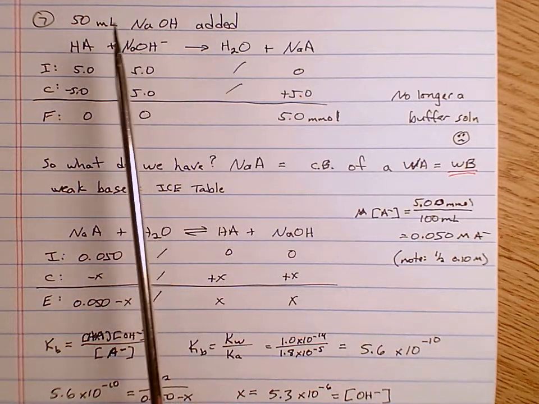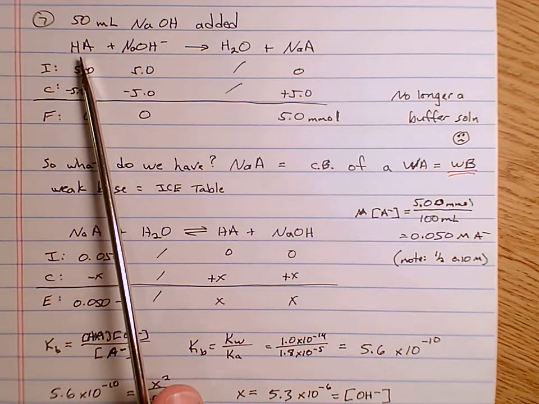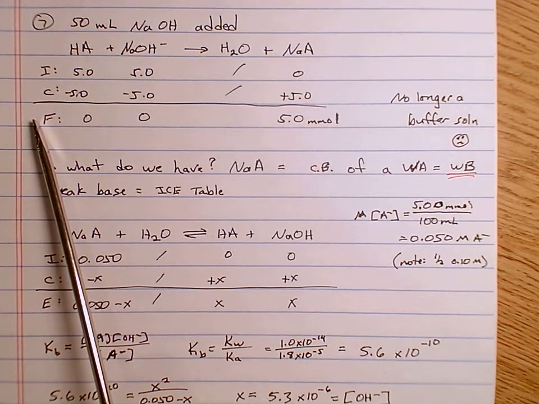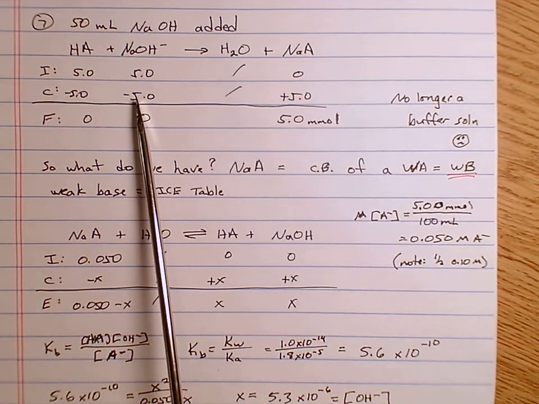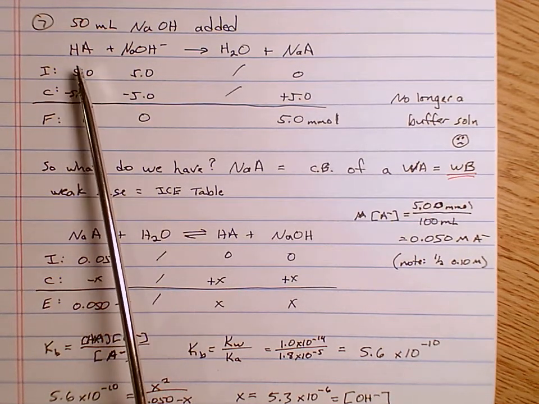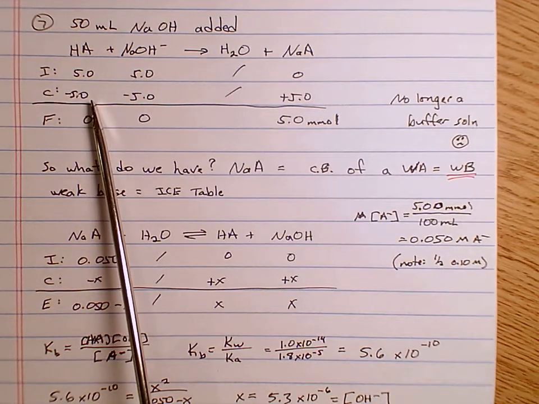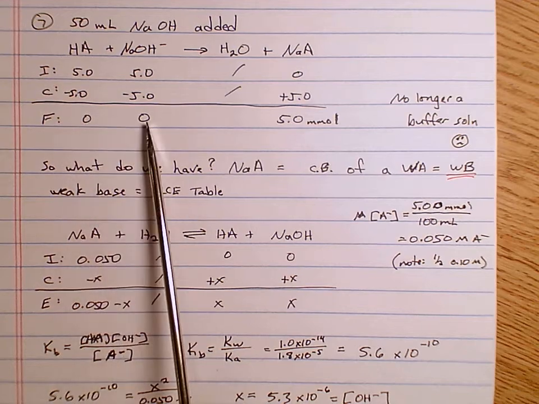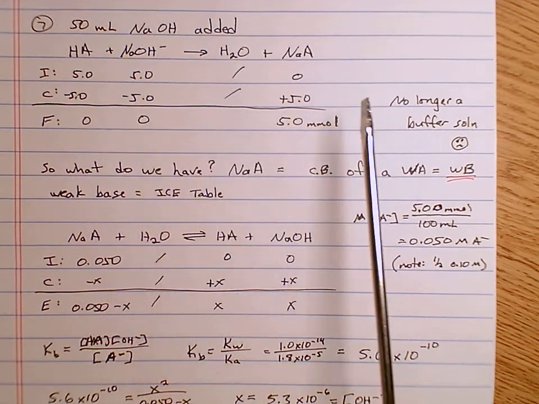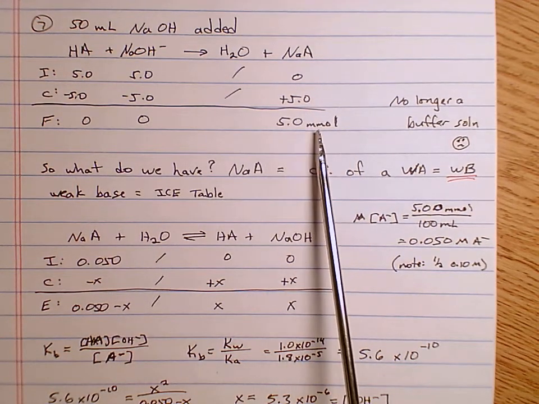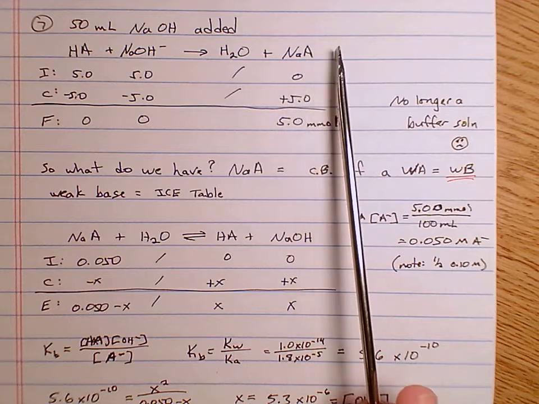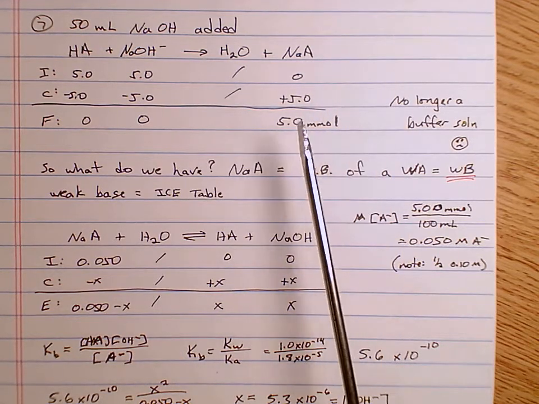Our NaOH is going to react with our HA, so we can do our ICF table here. Note, we added 5 milliliters of NaOH. We start with 5 millimoles of NaOH. We start with 5 millimoles of HA. We have no HA, we have no OH minus left over. All we have is 5 millimoles of NaA, of our A minus, of our conjugate base.